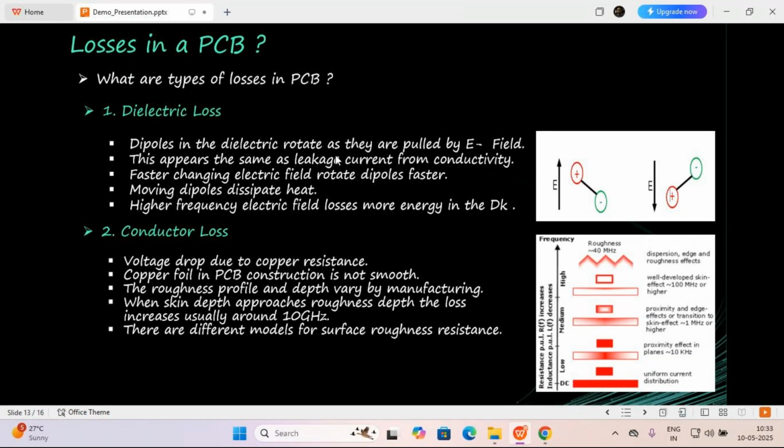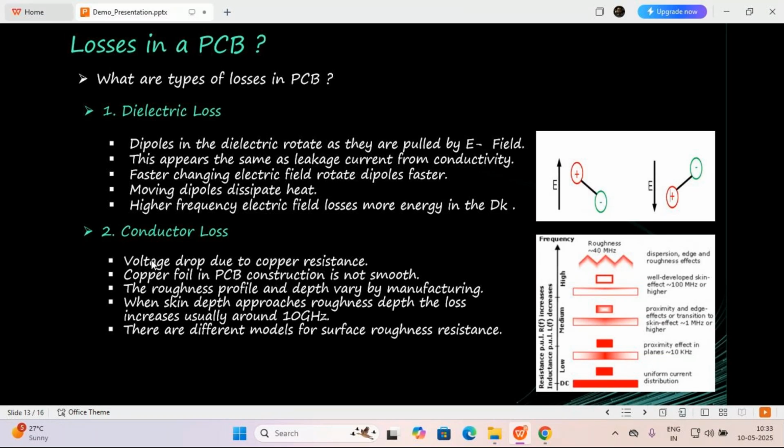The PCB material heats up because of that high vibration caused by the changing electric field. So the faster the changing electric field rotates the dipole, the faster the dipole rotates, and the more heat is dissipated. Moving dipoles dissipate heat. A high frequency electric field loses more energy in the Df. Df stands for dissipation factor. Then we have what are called conductor losses.